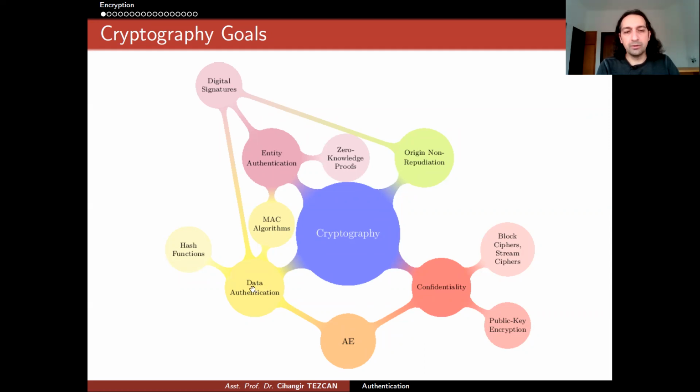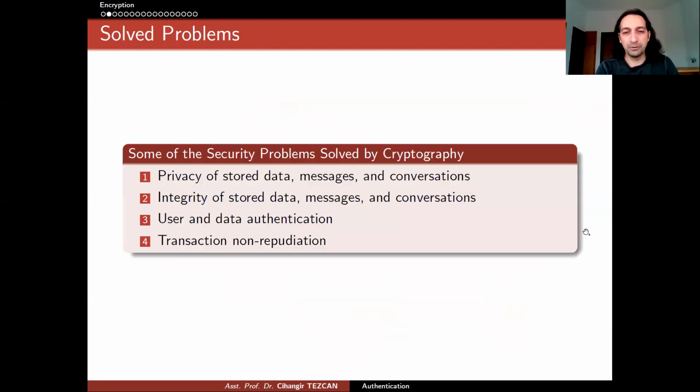For instance, for data authentication, you can use hash functions or message authentication codes, and also authenticated encryption. For entity authentication, you can use, again, message authentication codes, zero knowledge proofs, and digital signatures. And for the origin non-repudiation problem, you can use digital signatures. So as you can see, the picture is really big. There are also other things we are not mentioning here, as crypto has many areas like fully homomorphic encryption, quantum cryptography and so on.